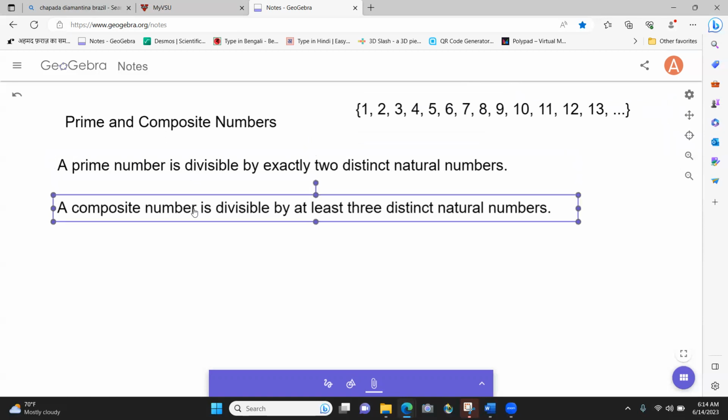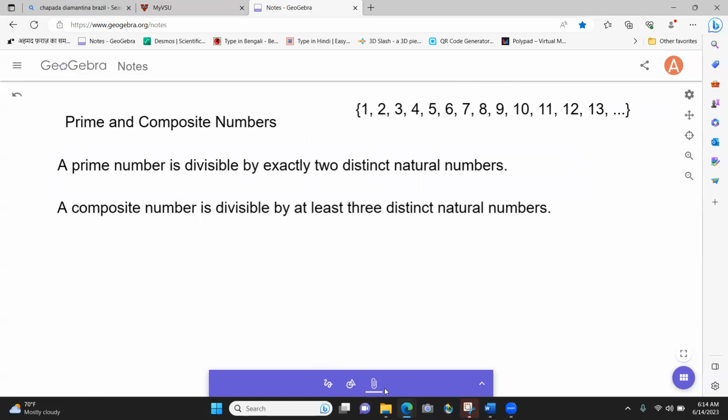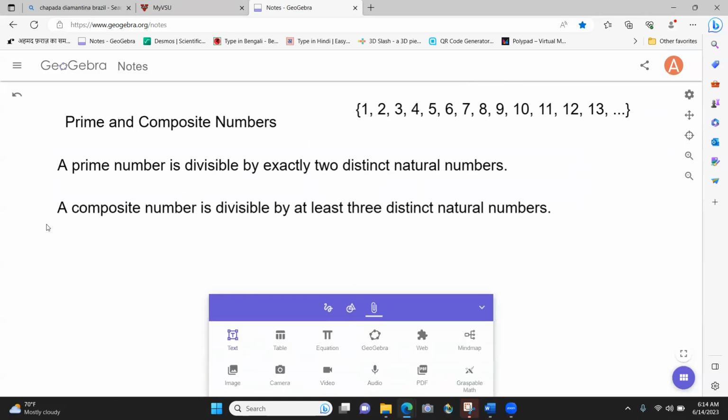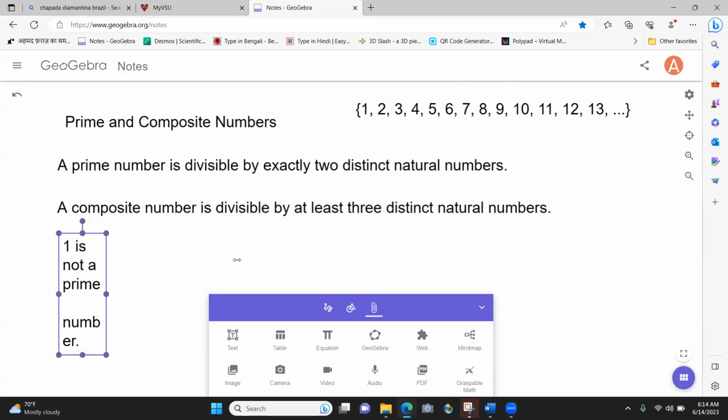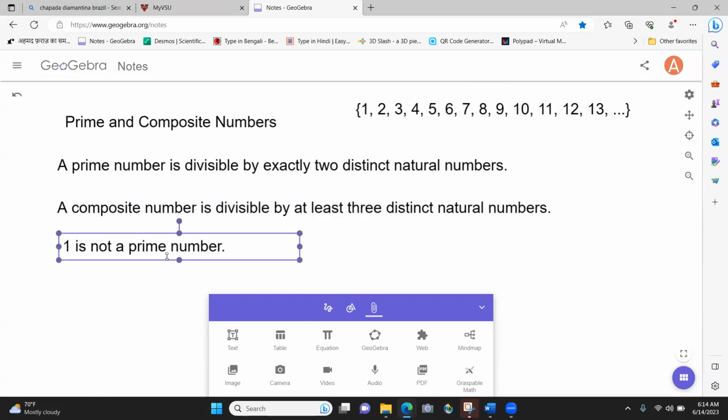By using these two definitions of prime and composite numbers, we can say one is not a prime. You want to remember that. Don't assume one is a prime. One is not a prime number. All right, so what's a composite number? Well, 4 is a composite number because 4 is divisible by 3 distinct natural numbers, 4, 1, and 2. 6 is a composite number. It's divisible by 1, 6, 2, and 3, which is at least 3 because it's 4. 4 is more than 3.